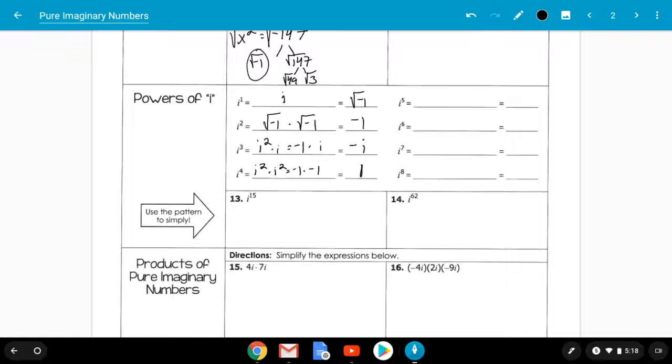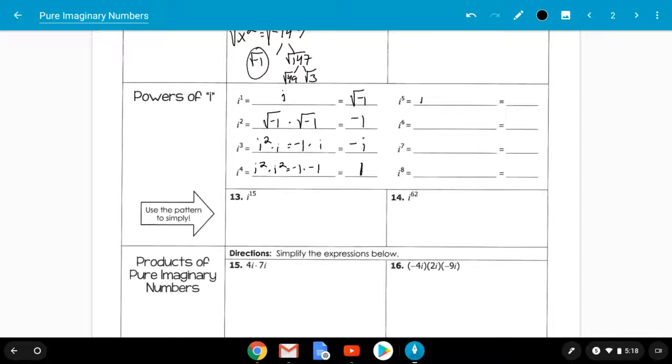Now if we go to i to the fifth, that's the same thing as i to the fourth times i. Well, what is i to the fourth? We just said that was 1. And i is just i. So what's 1 times i? i. In fact, let me rewrite this over here. This should be i to the 1, that's what we said it is, so that's just i. So i to the fifth is just i.